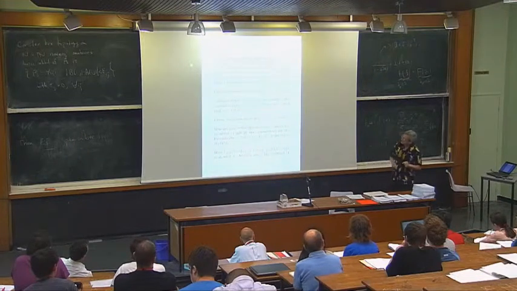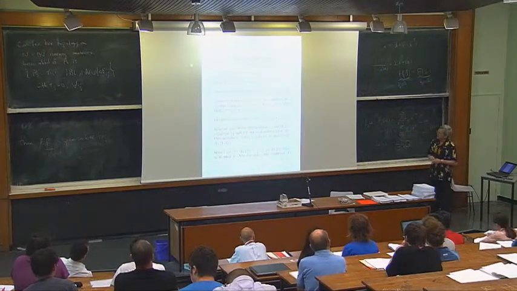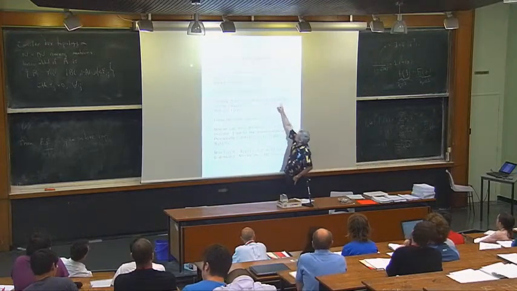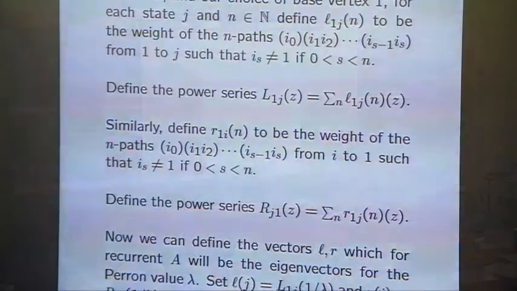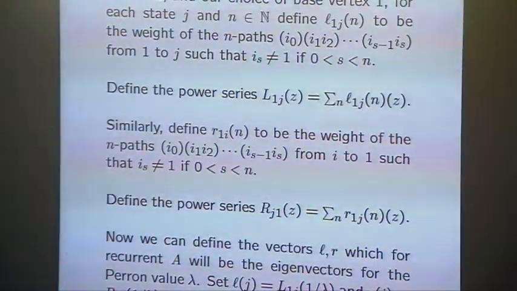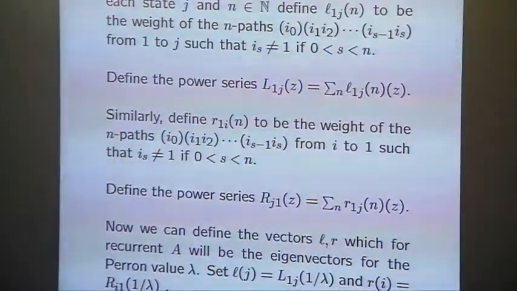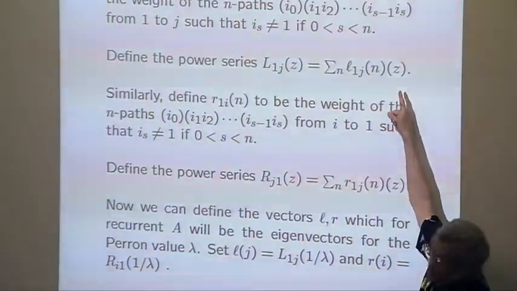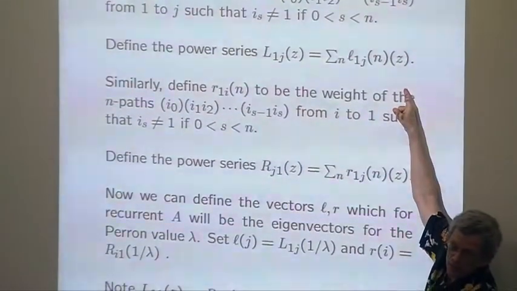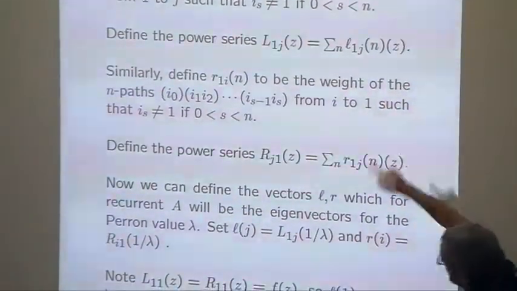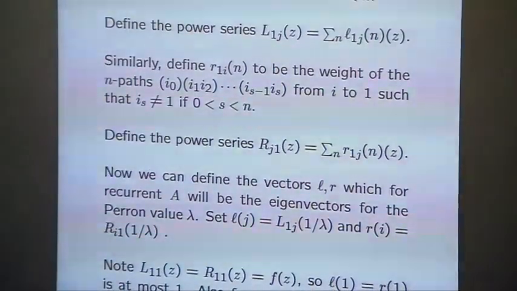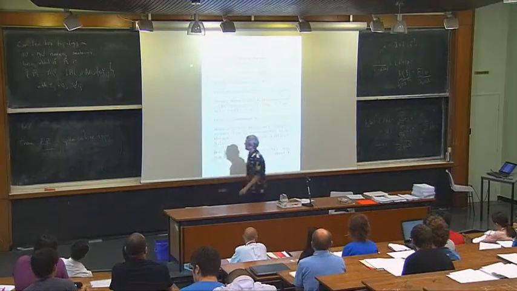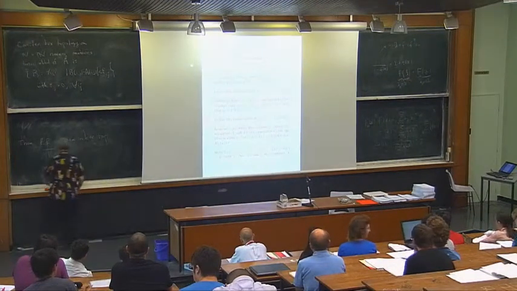So this little L1j is that number, and then you make this a formal power series, capital L1j, by making this little L1j of n the coefficient of z to the n. That's kind of what it has to be. And then similarly, you can define R1 of n.